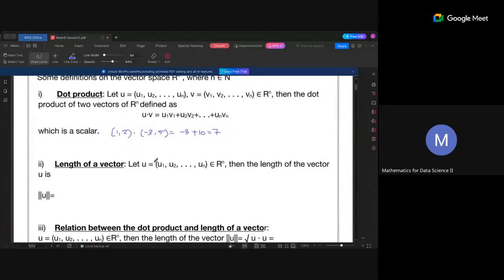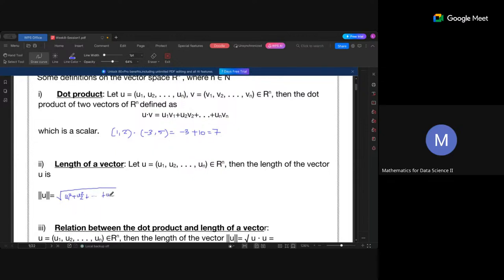Then what is the length of a vector in Rn? The length of a vector is nothing but the norm of u, denoted by norm u. And how do we define it? It is the square root of u1 square plus u2 square and so on, the dot product of the vector with itself.